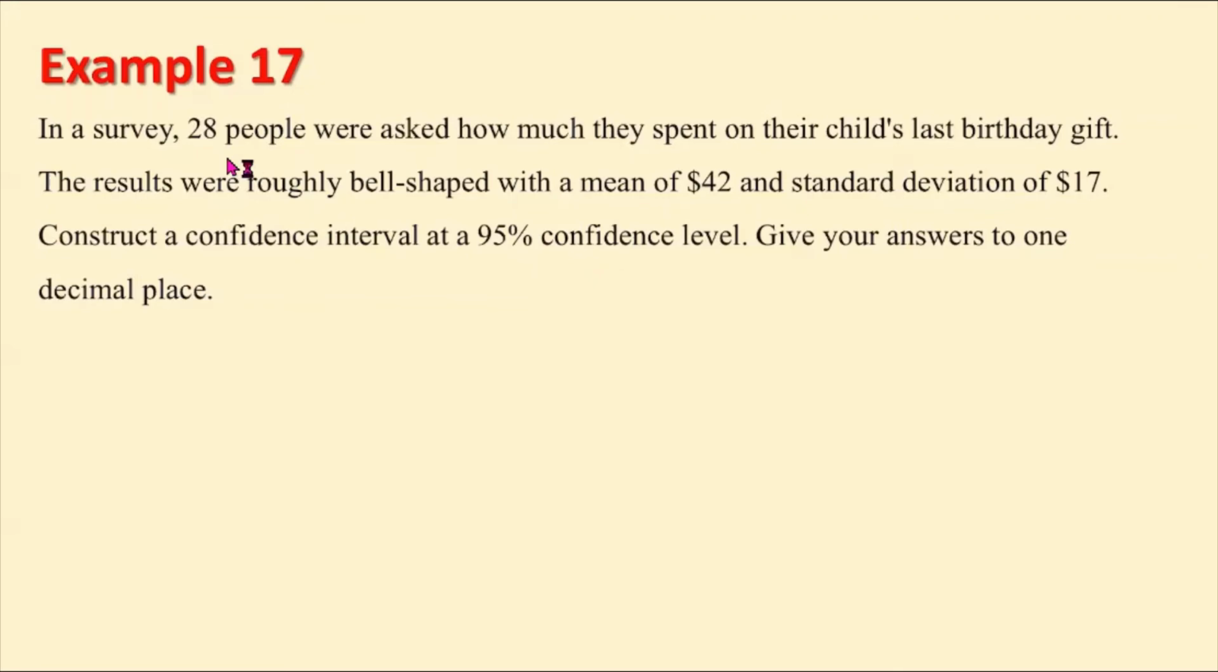So here, let's see what is given. We have the sample size, 28. 28 people were asked how much they spent on their child's birthday gift. We found that the results were roughly bell-shaped with a mean of 42. So that is the mean of the sample, 42, and the standard deviation of that sample is 17. So here you can see that the standard deviation of the sample is given, but the standard deviation of the population is not given. That means the distribution that we have here is the t distribution.